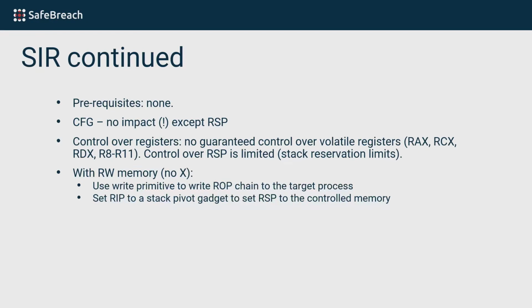If we do not have the ability to write executable code pages into the target process, we can use data there as a ROP chain, in which case we set the RIP of the thread to a stack pivot gadget to set the RSP to the controlled memory, and the return command will start executing the ROP chain instead of running native code.